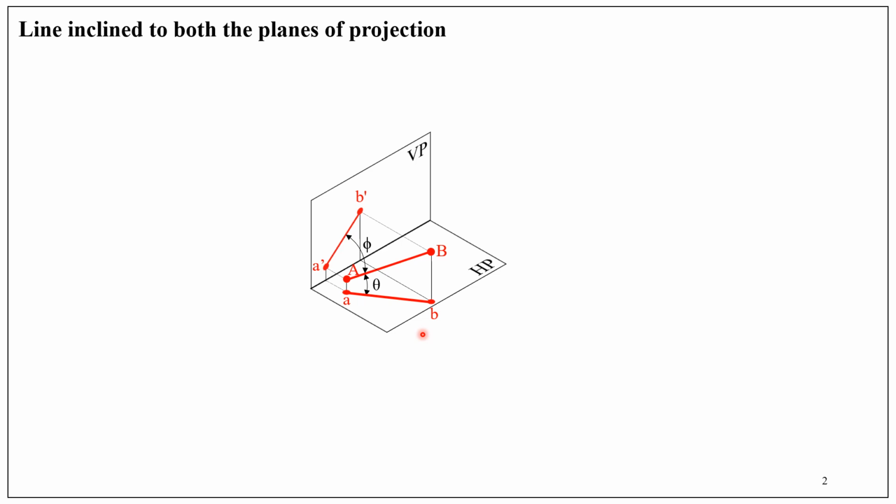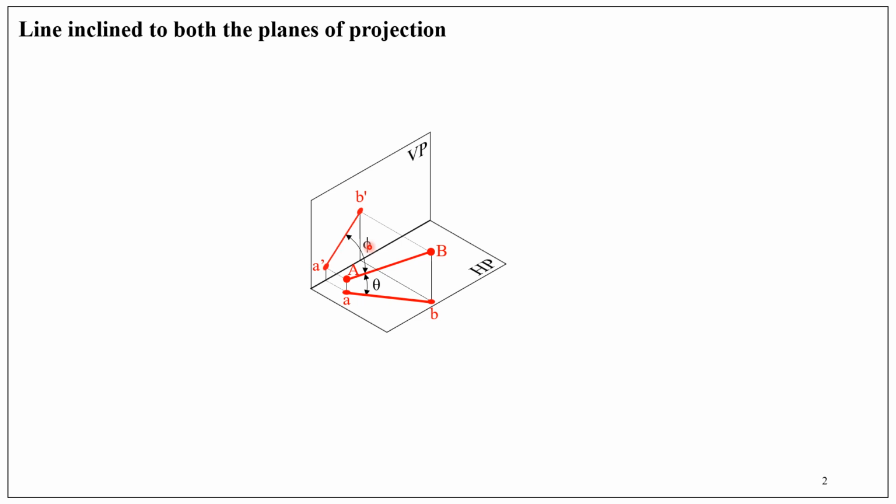Also note, A dash B dash inclination with the horizontal plane is more than theta, and the top view inclination with the vertical plane is more than phi. And hence we cannot draw it on the drawing sheet, because in the problem statement usually the true length and true angles of inclinations theta and phi are given.